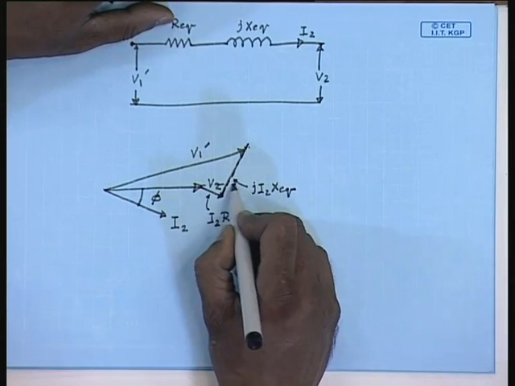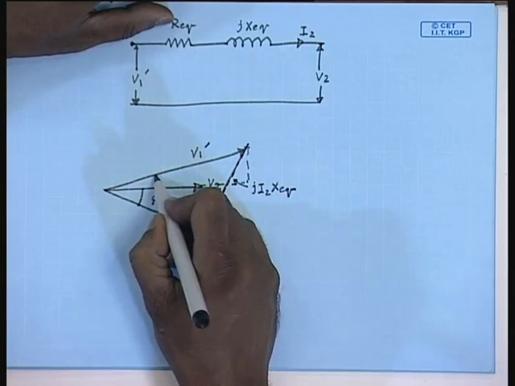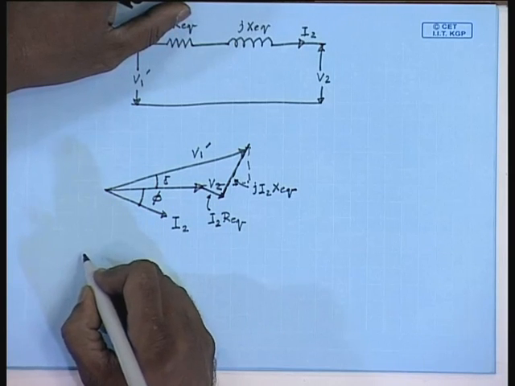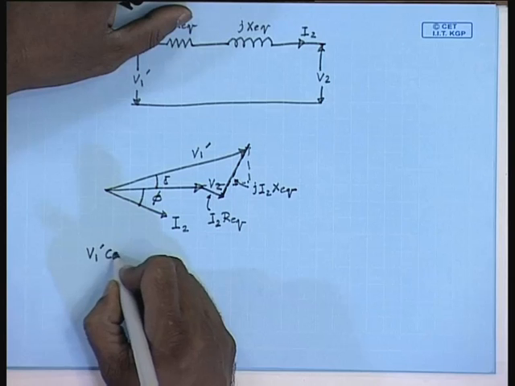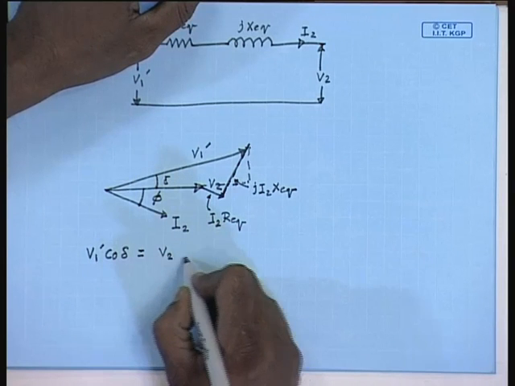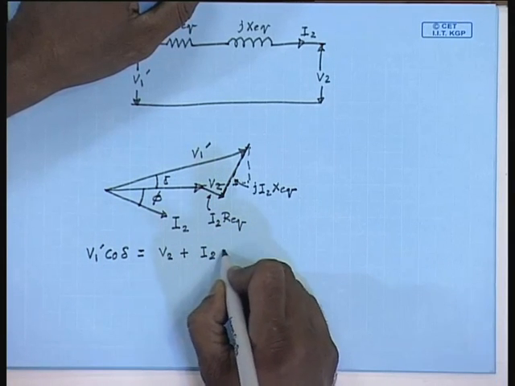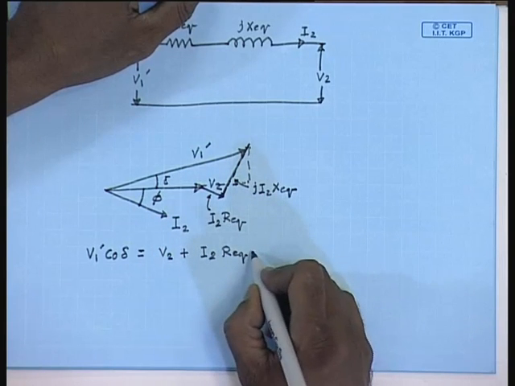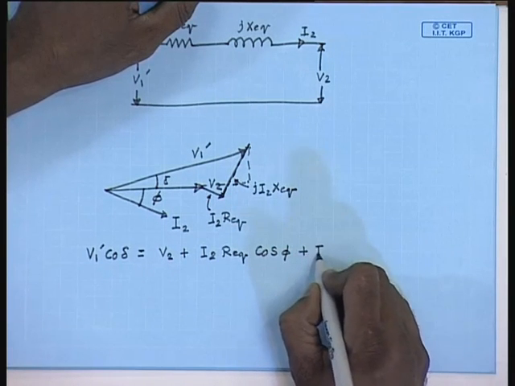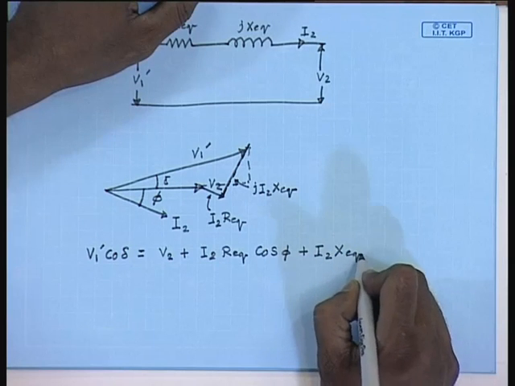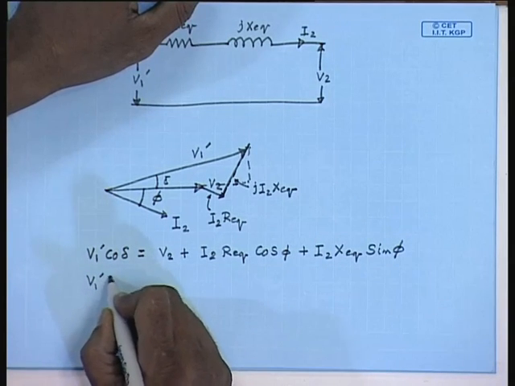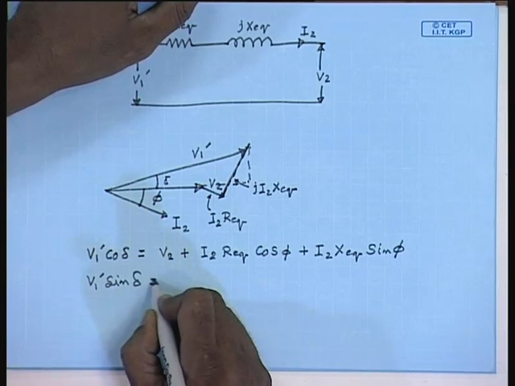Therefore, one can write V1 dash cos delta is equal to V2 plus I2 Req cos phi plus I2 Xeq sin phi, and V1 dash sin delta equal to I2 Xeq cos phi minus I2 Req sin phi.